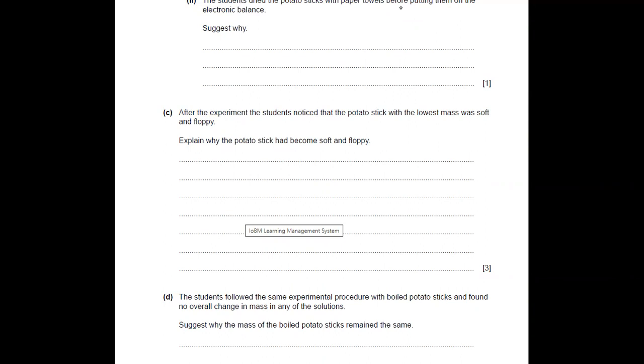Since water moves out of the cell, the cell membrane starts to shrink with the vacuole and the chloroplast, and the cell wall stays the same. This causes the cell to become flaccid, which causes the cell to be floppy and soft. Exactly. Good job.